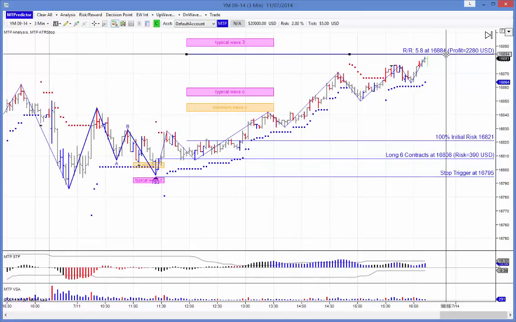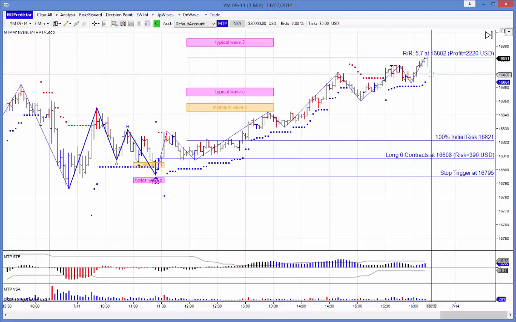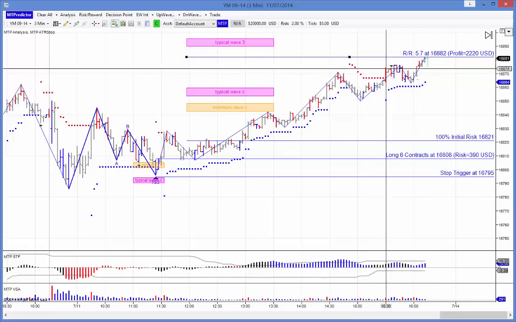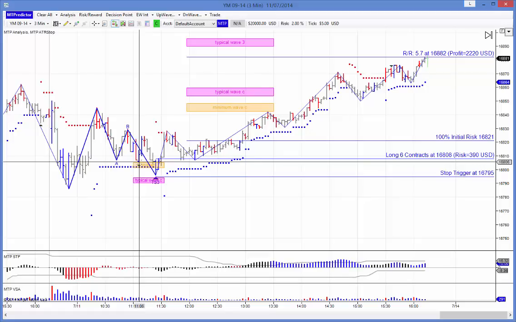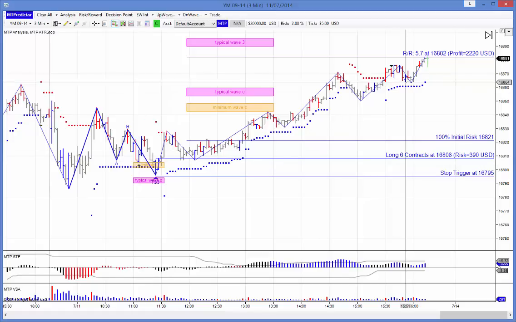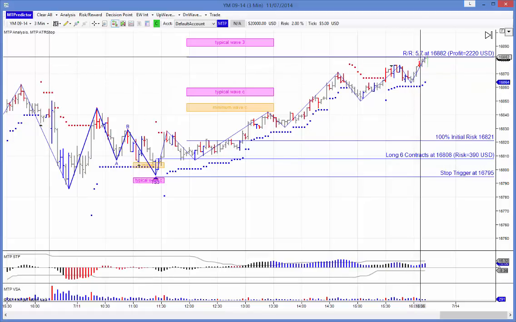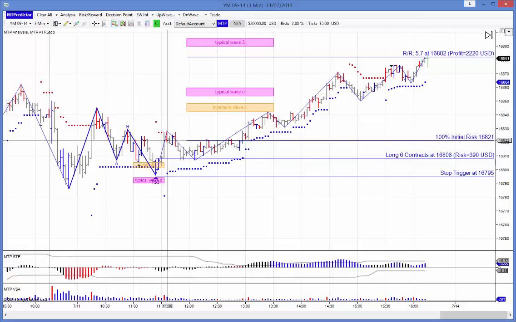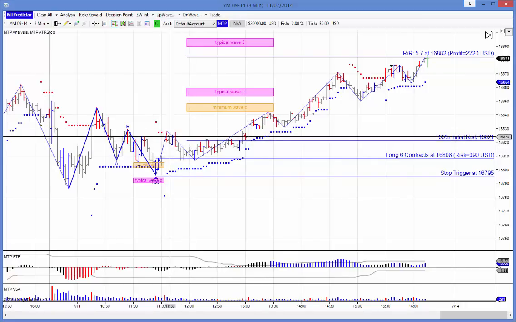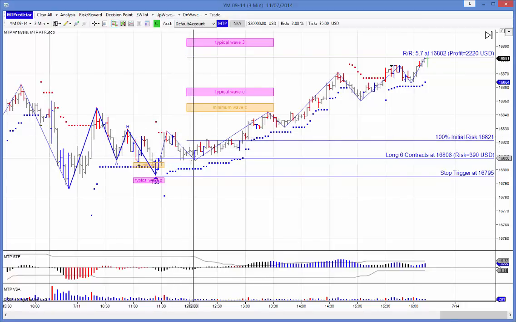It didn't quite reach the target. It actually would have been stopped out on close for about a 5.6, 5.7R profit. So even though we made a losing trade to start with, a minus 1R loss would have been small compared to the plus 5.7R profit. But here we also can see that this would have actually gone past the 100% initial risk level and gone back to stop you out.